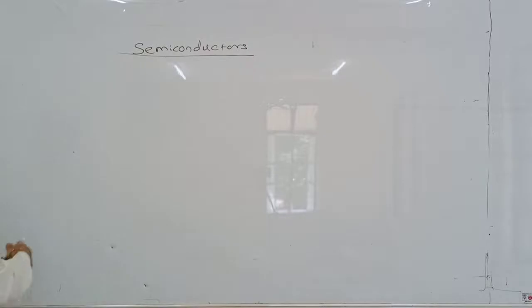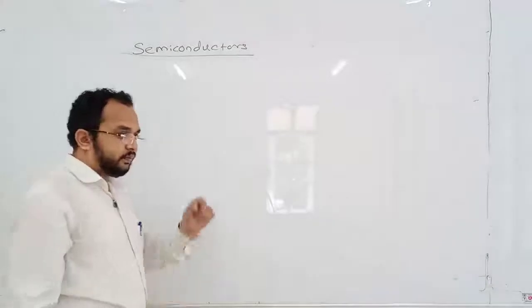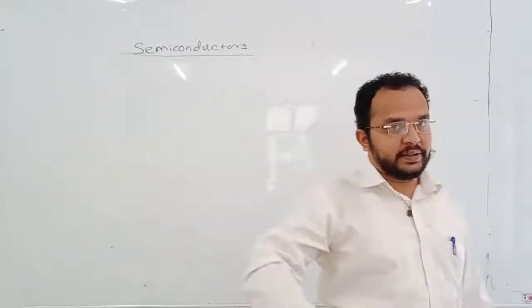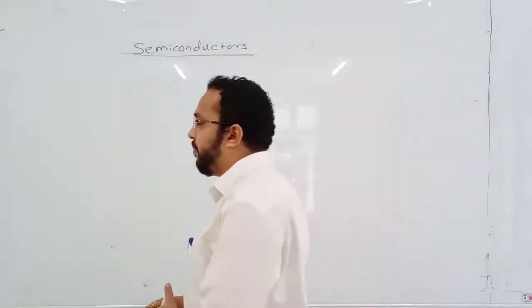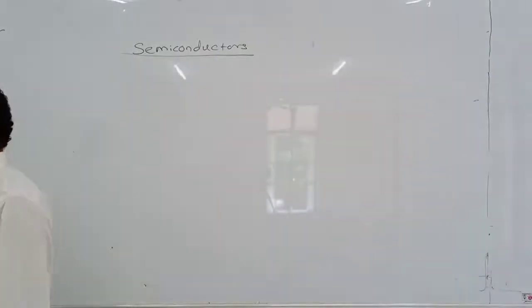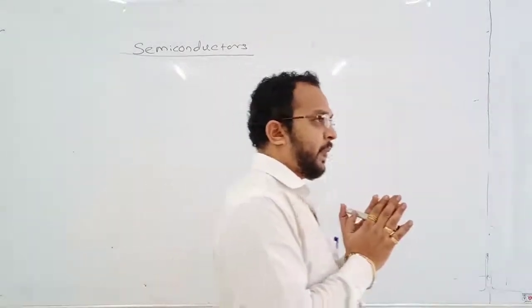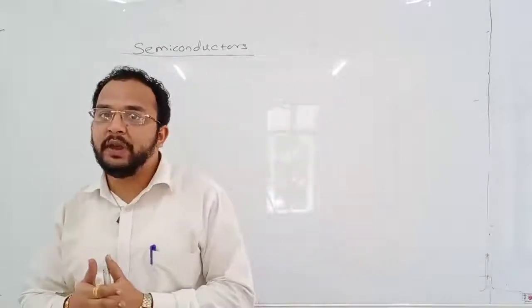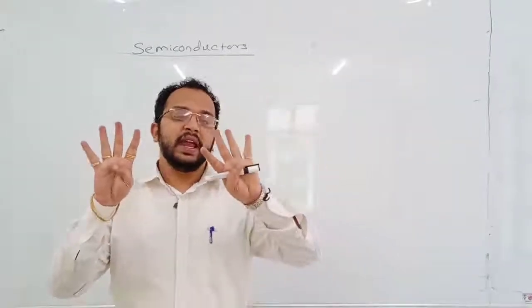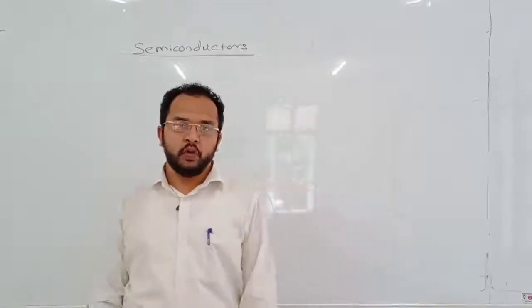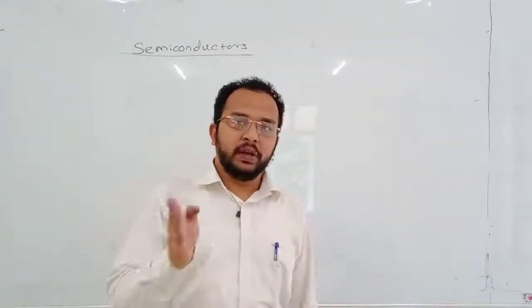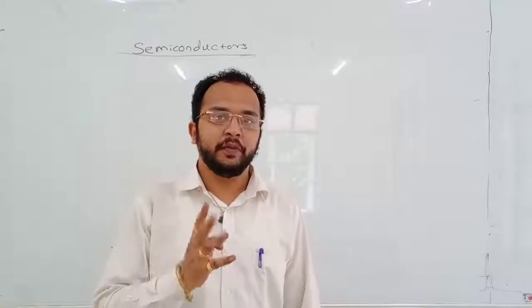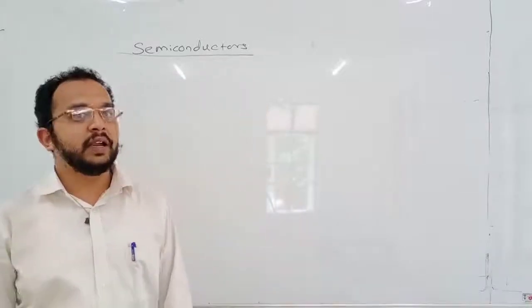Now we are going to see what semiconductors are. Semiconductors are divided into two parts. Actually, semi means middle, half. The total maximum valency is 8 and the minimum valency is 0. So in between, which valency is there? 4, and that type of materials are called semiconductors.